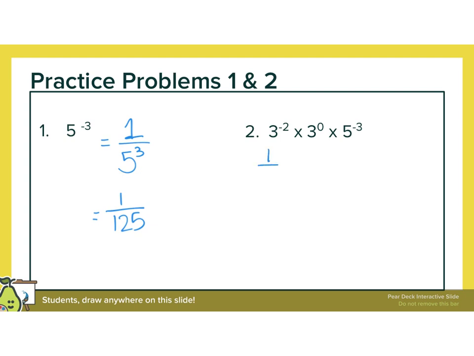The next one, all right, so I'm just going to take each one individually. This becomes 1 over 3 squared. This is just a 1, so I'm just going to make this long. So times 1 times, I'm going to push this to the denominator, 5 cubed, and there'll stay a 1 up here. So I have 1 in the numerator. I have 3 squared, which is 9, times 5 cubed, which is 125.